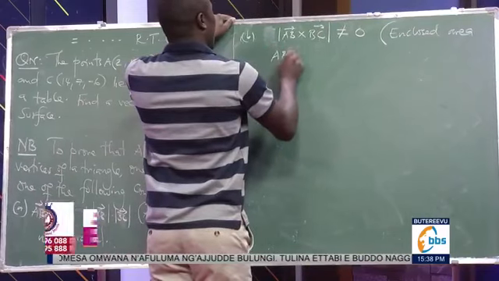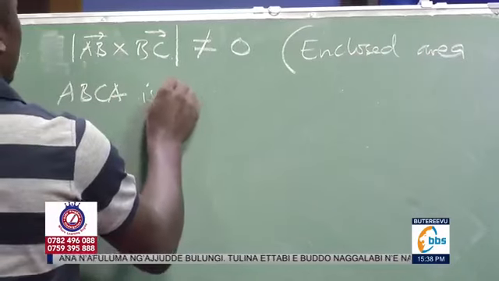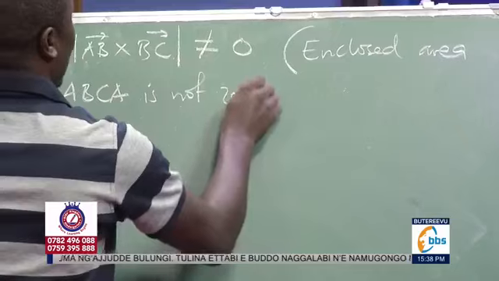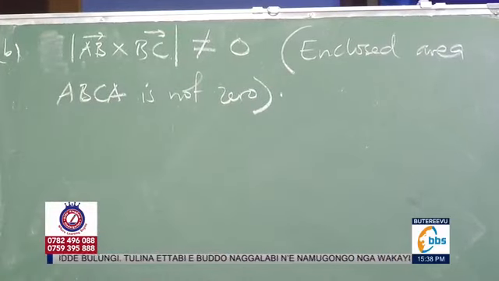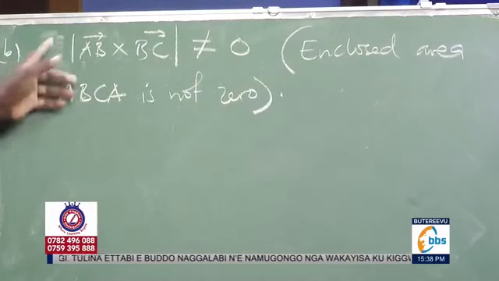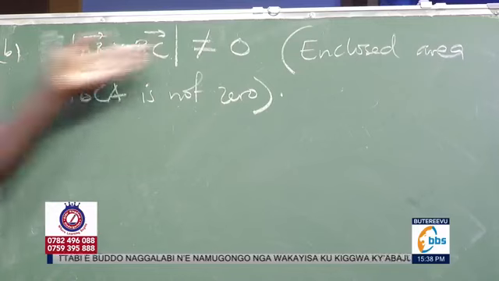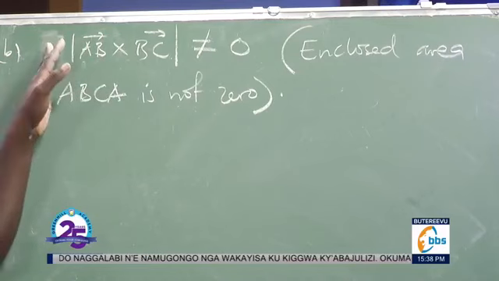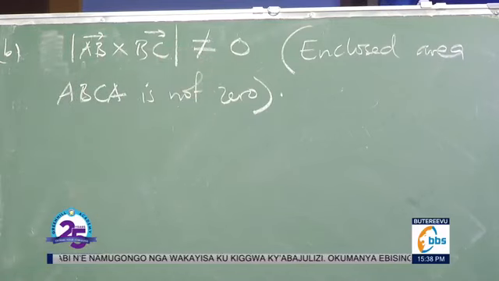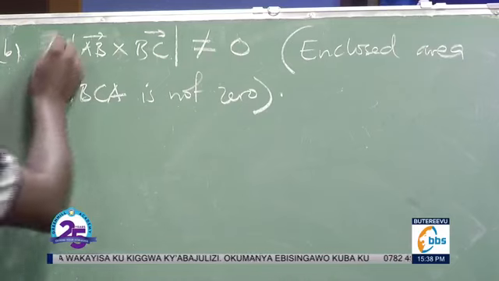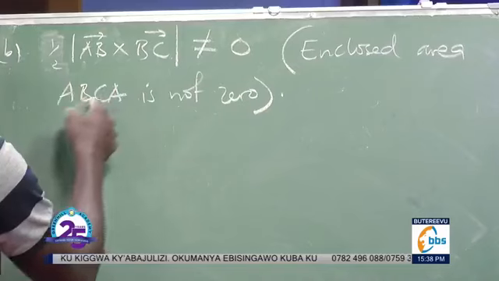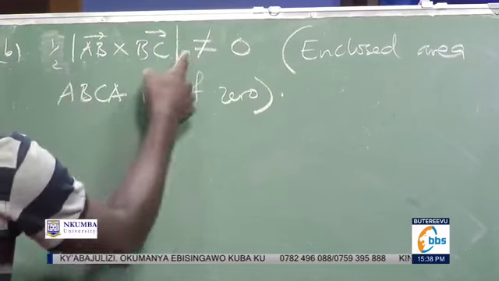ABCA is not 0, using the cross product. Remember, the area is a half times that, but you can divide both sides by a half. A half does not really affect when we have zeros there. So if this is not 0, then this only means that this guy should not be 0.